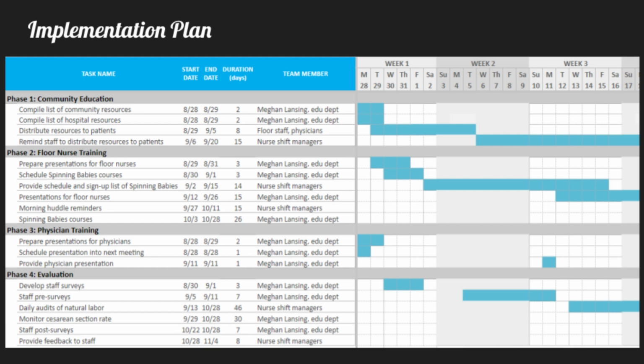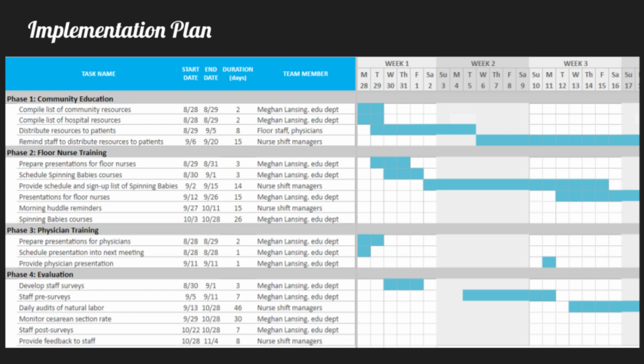So we start here with phase one, which is community education. I believe that this is the most likely to succeed because when patients are prepared, they are better able to hopefully advocate for themselves and their baby. Phase one involves the compilation of community and hospital resources and their distribution to staff so that they can be disseminated to patients during their prenatal visits as well as during their hospital stay.